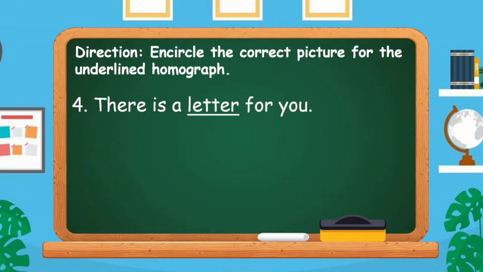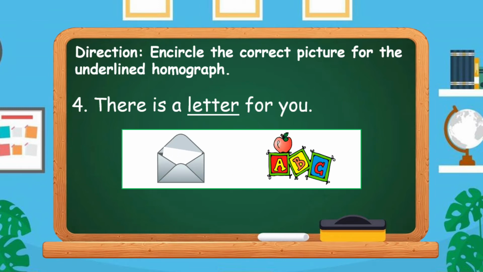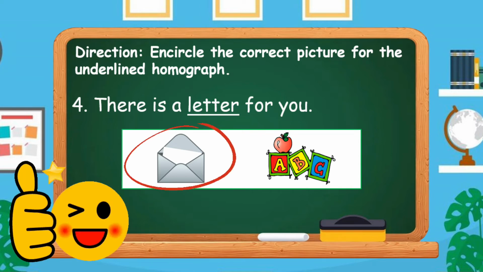Number 4. There is a letter for you. Which is the correct picture that shows the meaning of a letter? Is it the first picture that shows a written communication? Or the second picture that shows a unit of an alphabet? The correct answer for number 4 is the first picture that shows a written communication. Did you get the answer correct? Nice!